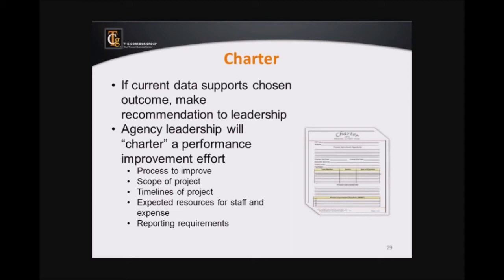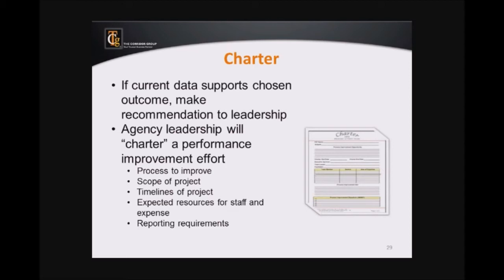If the results of your real-time data analysis support the need for improvement of the recommended outcome, the next step is to charter a process improvement. Bring your data analysis and requests for the chosen outcome improvement to your management team. It's their responsibility to review your data and make the final decision on how to use agency time and resources for a quality improvement effort.